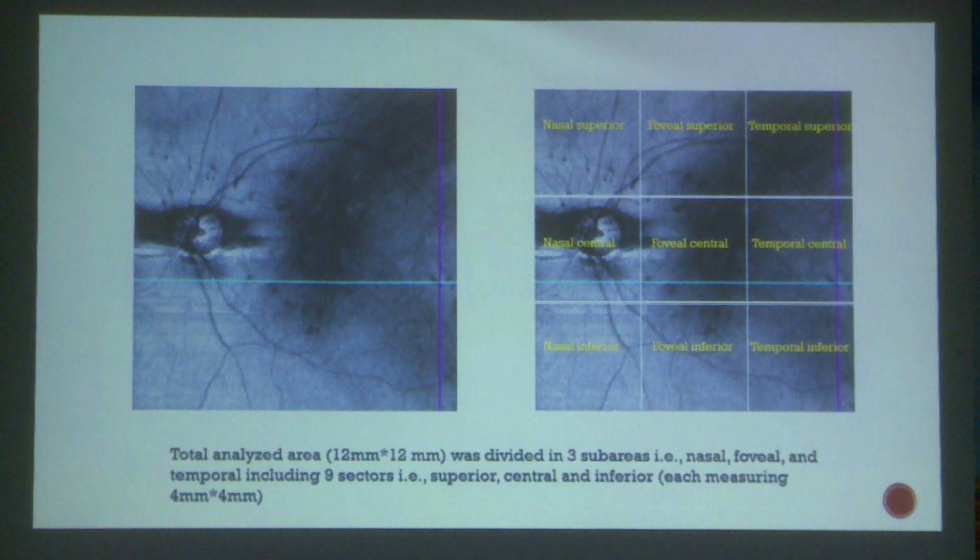This is just a representative image. On the left side, we can see the total analyzed area. The whole analysis covered an area of 144 millimeter square. Just for the sake of analysis, we also subdivided the area into 9 sectors. So we had sectors like nasal, superior, central and inferior. Like that, we had foveal as well as temporal.